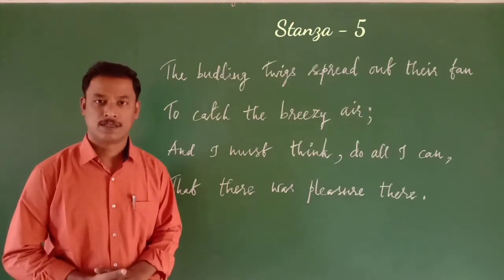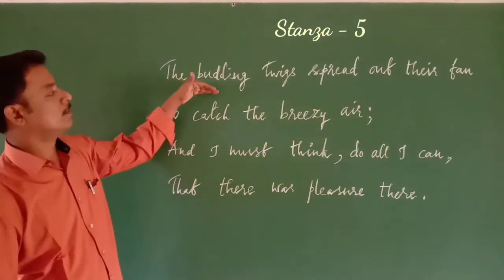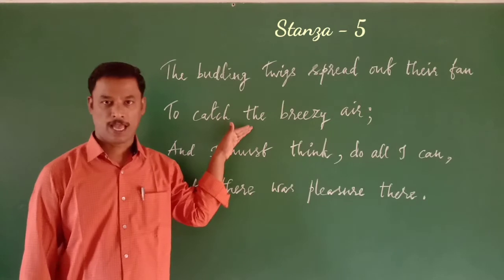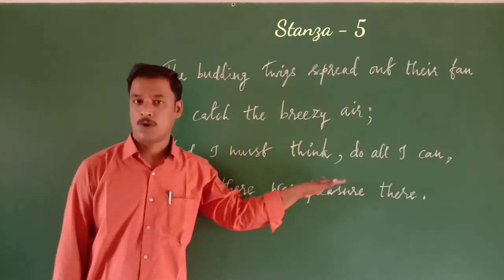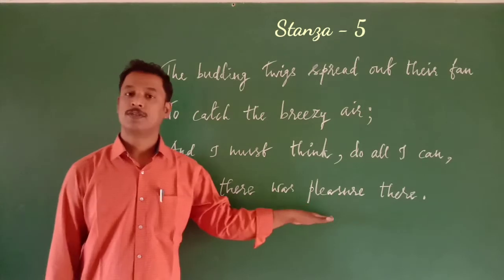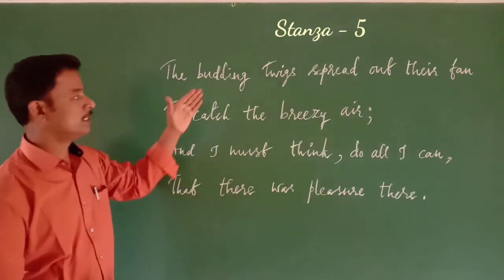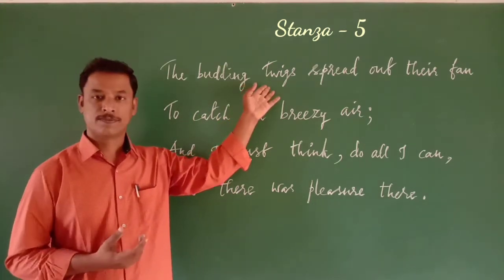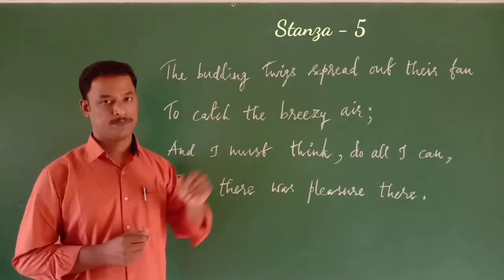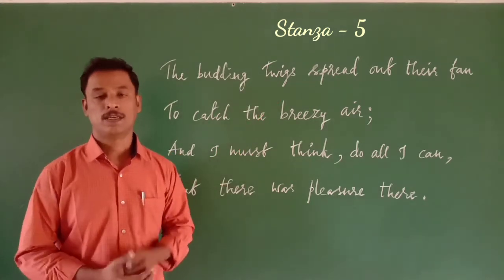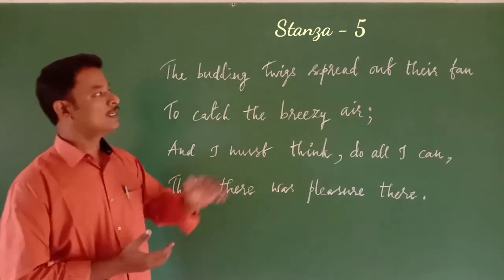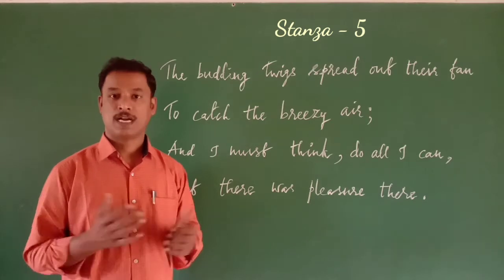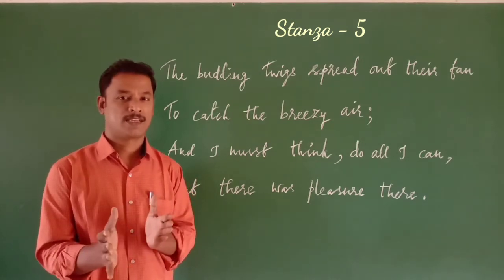The fifth stanza goes like this. The budding twigs spread out their fan to catch the breezy air, and I must think, do all I can, that there was pleasure there. Budding means producing buds. Twig means a small, very thin branch that grows out of a larger branch on a bush or tree. Breezy means a kind of wind blowing quite strongly, having or showing a cheerful and relaxed manner.